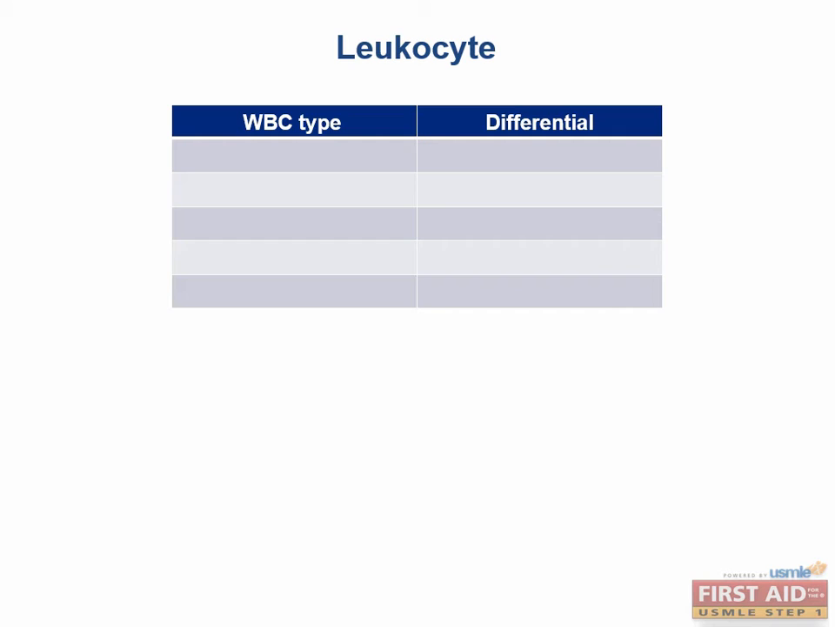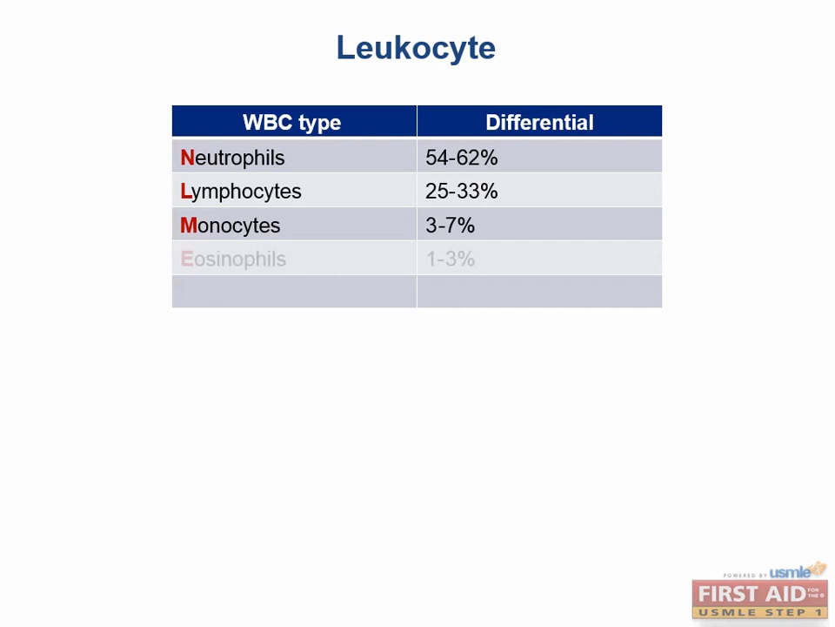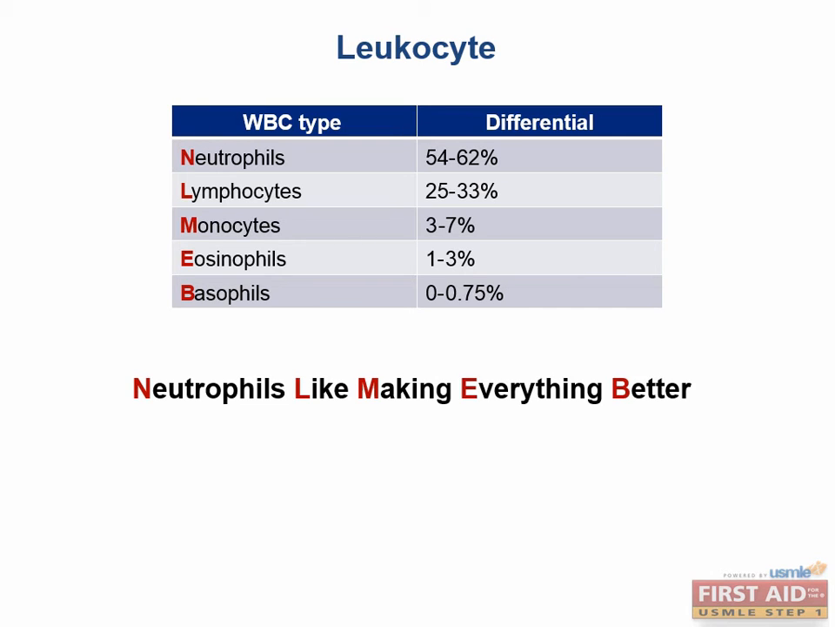Here we look at the normal range for a white blood cell count differential, and from most to least common, it is neutrophils at 54 to 62%, lymphocytes at 25 to 33%, monocytes at 3 to 7%, eosinophils at 1 to 3%, and basophils at 0 to 0.75%. Many people use the mnemonic, neutrophils like making everything better, to remember this order from most to least common. And I'm really not sure why, but one mnemonic that's always stuck with me is, never let monkeys eat bananas.